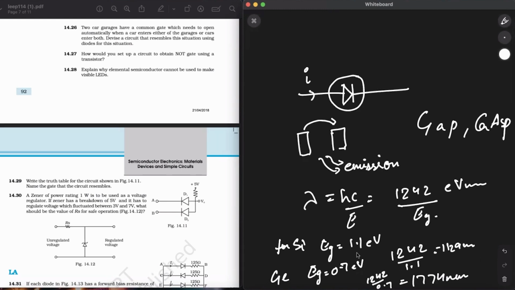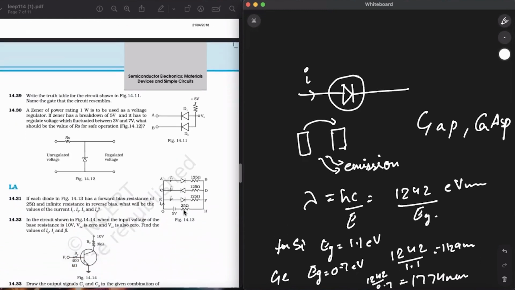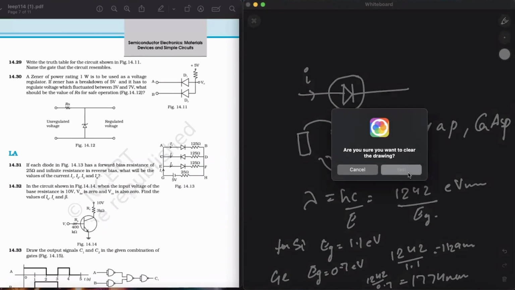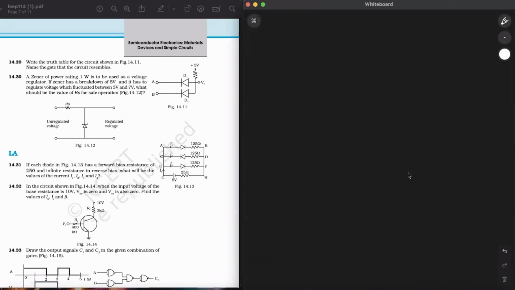Okay. So now question number 29. Write the truth table for the circuit shown in the figure 14.11. Name the gate that the circuit resembles. All right. Okay, so suppose that, where is the circuit? A and B is there, right? Plus 5 volt over there, and before D1 is 0 volt.